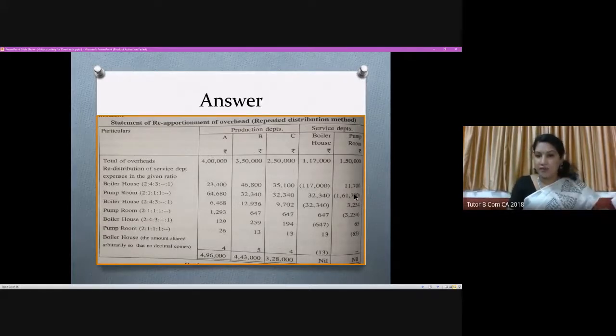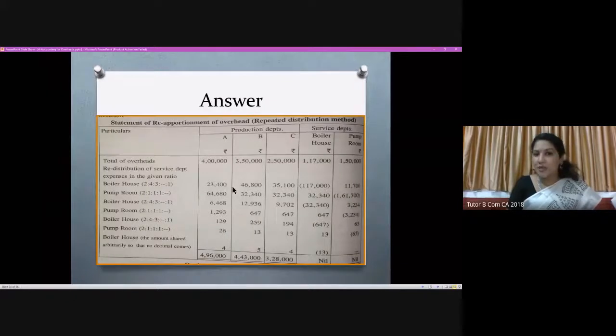Again, I'm just repeating. How did I get this 11,700? It is the share of boiler house expense that is being distributed to pump house, when I was trying to nullify 1,17,000. So I have to nullify 1,61,700. That is 1,50,000, being the expense of pump room, plus the expense of service department being shared with them.